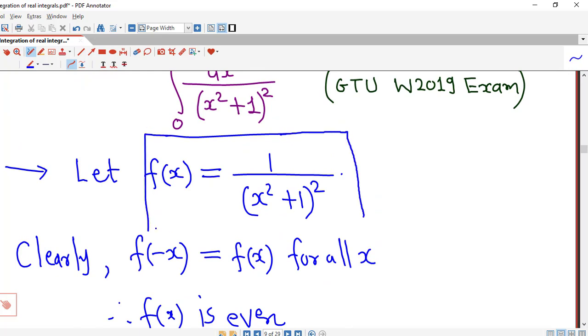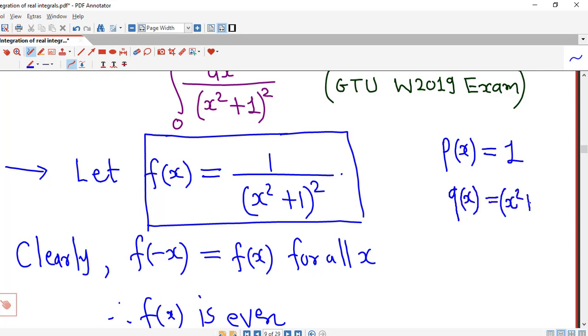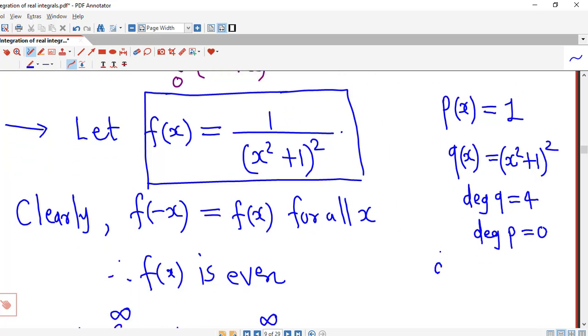We can see f(x) is a rational function with the numerator a constant polynomial and q(x) equal to (x square plus 1) whole square. If we simplify this q, the degree of q will be equal to 4, and the degree of p is 0 because p is a constant polynomial. So we can see the degree of q equal to 4 is greater than 1 plus the degree of p.